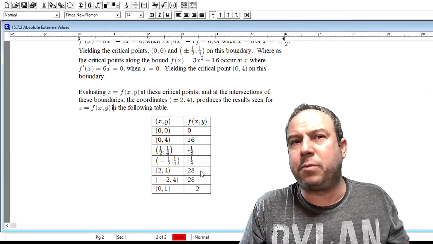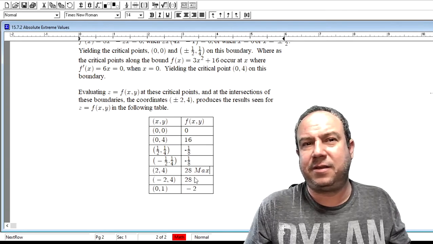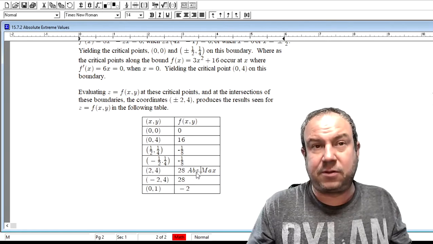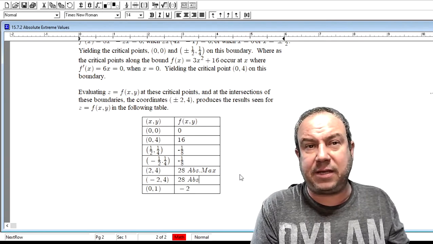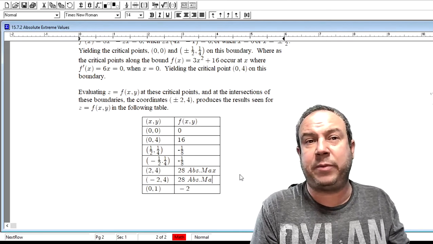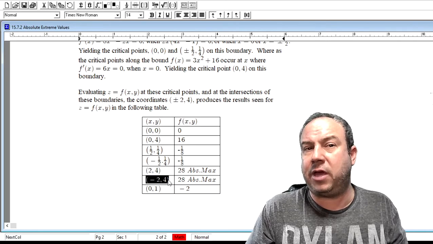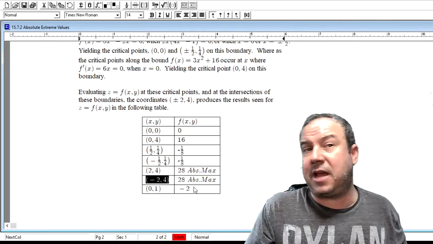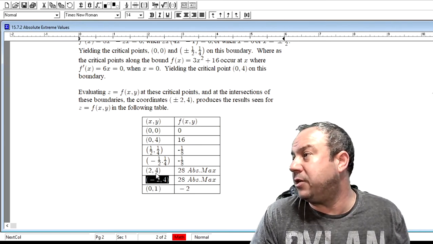Now, how do we interpret these? The largest of these is where we're going to have an absolute max. So 28 is going to be an absolute maximum, and it occurs at two locations, we might say: at 2, 4 and at negative 2, 4. Since it is the largest value in this table, it's going to be our absolute maximum, and it occurs at these two locations.